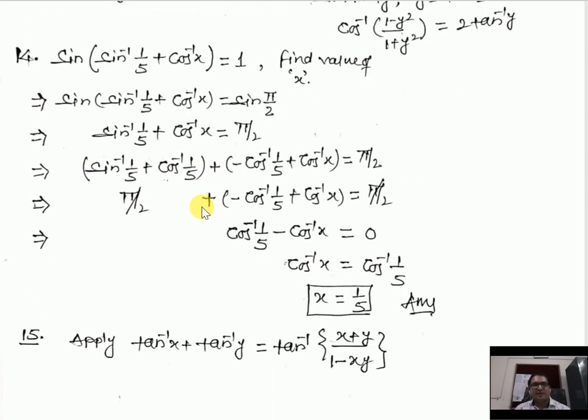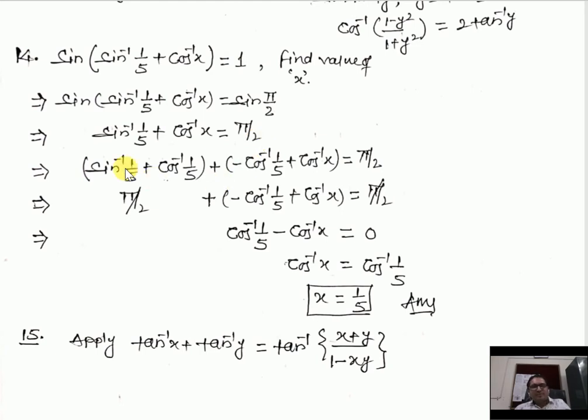Question number 14. This is the equation, find the value of x. This is the inverse trigonometrical equation. So first, in the same way, you have to write the right hand side in terms of sine, so that this sin and this sin will be eliminated. Sin inverse 1 upon 5 plus cos inverse x is equal to pi upon 2.